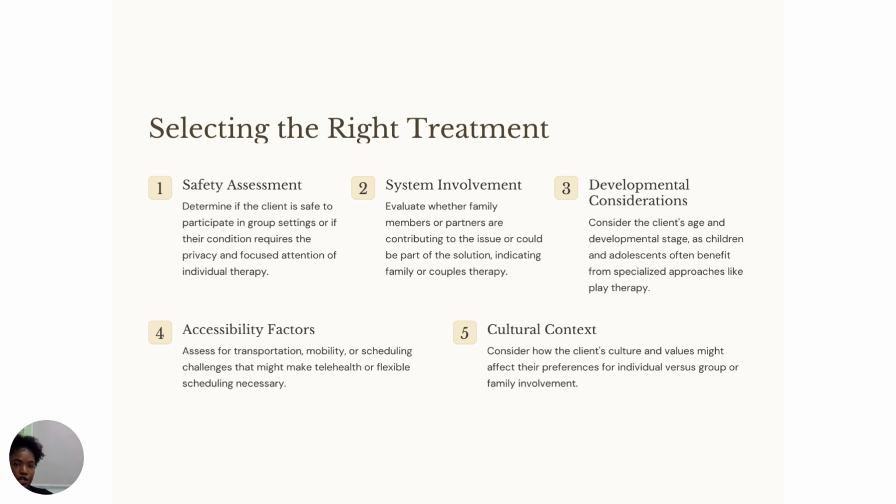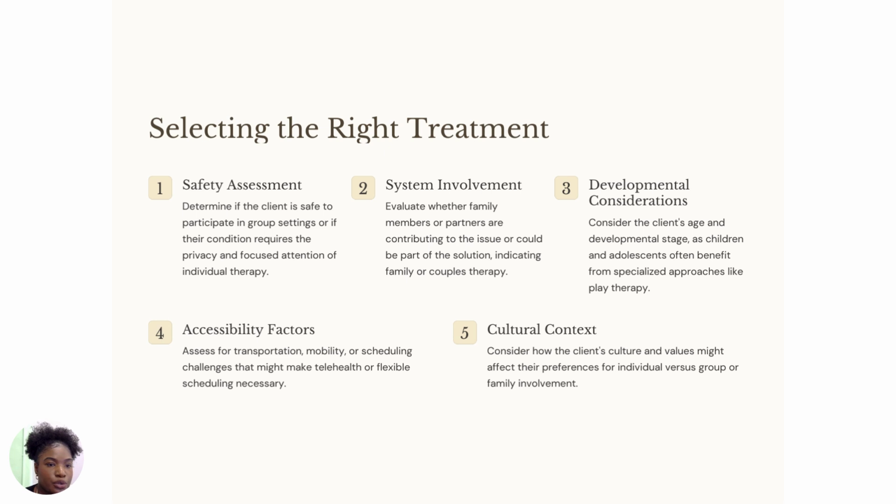So, as a clinician, you have to know when to select the right treatment. Assess if the client is safe, whether they can participate in a group setting, or if their condition requires privacy and focused attention of individual therapy. You have to know their support system, whether their family members or partners are contributing to the issue or could be a part of the solution. And if there are, then that's where you will involve either family therapy or couples therapy.